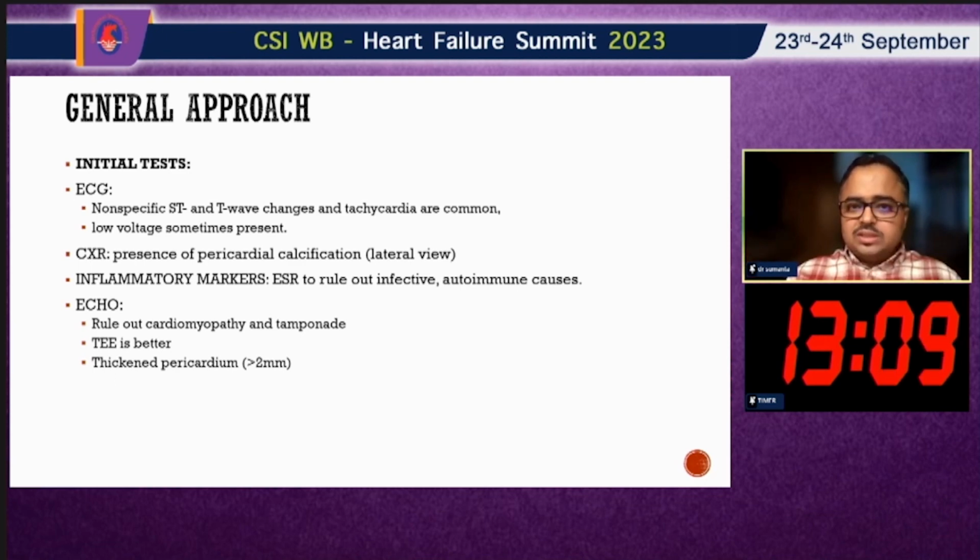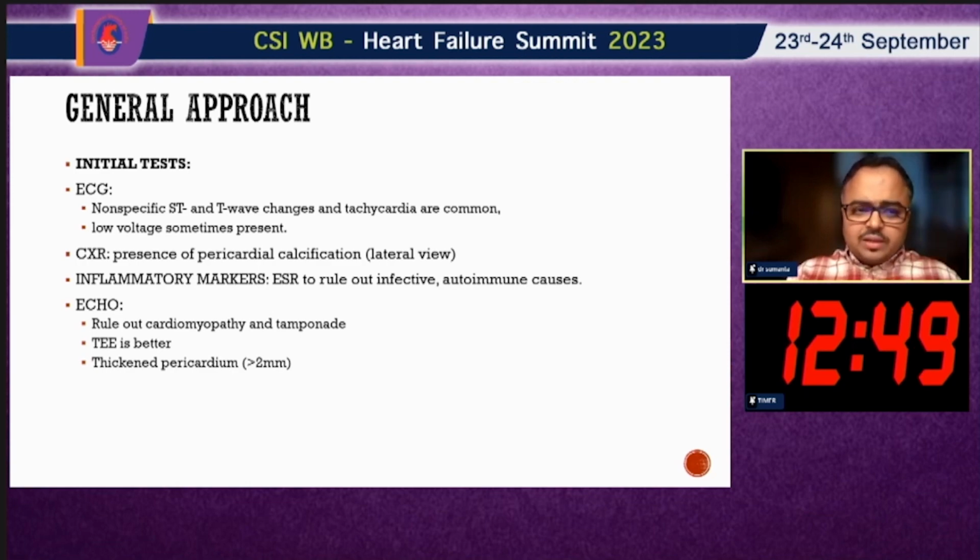What are those things? ECG is not that confirmatory. Chest X-ray, there may be some pericardial calcifications. These are a repetition, as Ovik has already mentioned. Inflammatory markers are coming up in a big way for the last 5 years: ESR, CRP and HSCRP. They tell us whether the disease is active or not.